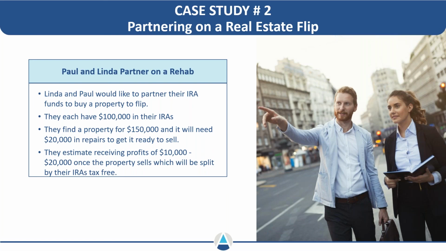So they estimate receiving profits of about $10,000 to $20,000 after the property sells, which will be split between the IRAs tax-free. So again, any and all profits, whether it's rent or rehab, are going to come directly back into the IRAs tax exempt. It doesn't matter if it's a Roth IRA, traditional IRA, or anything. They get the benefit of it being within the tax shelter and immediately being able to take those funds and then reinvest them down the road.